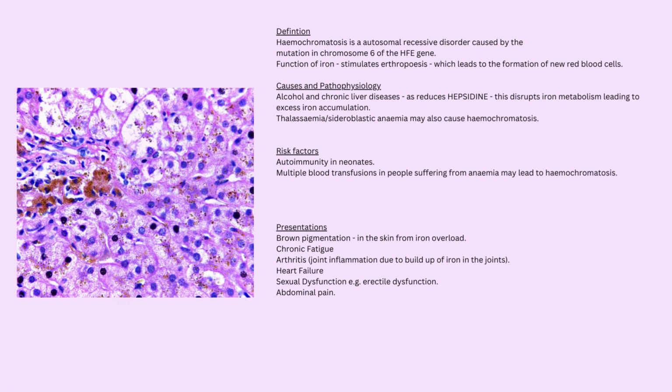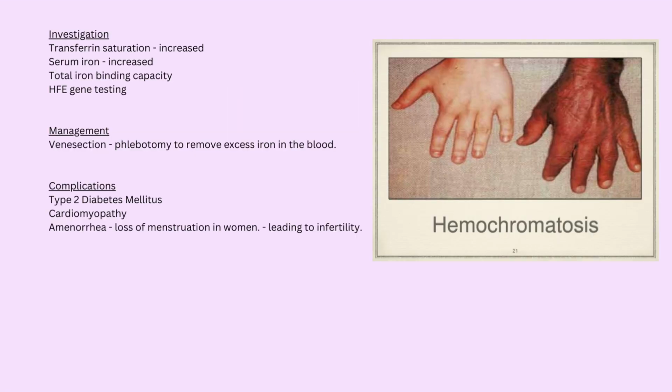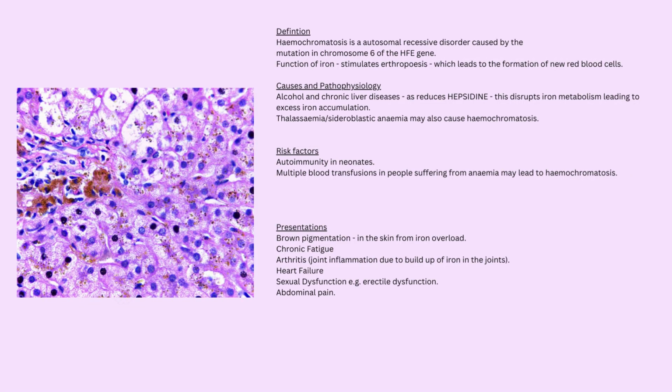body. This can present with increased brown pigmentation. So if you go to the next slide, you can see the hand on the right being more brown and pigmented due to the deposit of iron in the skin. It can also lead to chronic fatigue and arthritis due to the deposits building up in the joints, heart failure, sexual dysfunction such as erectile dysfunction, and abdominal pain.